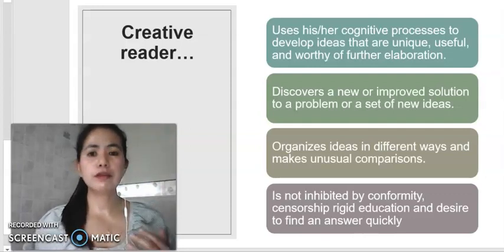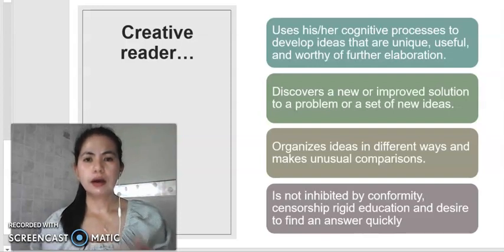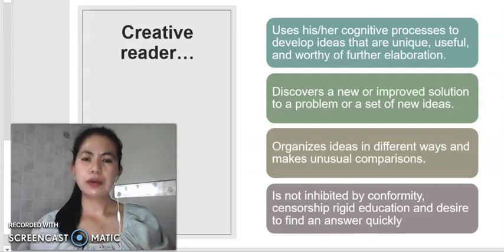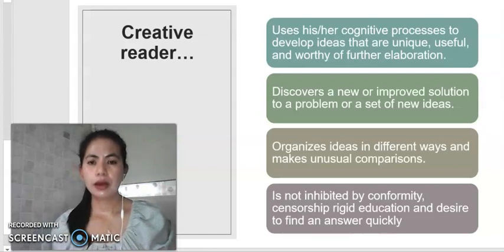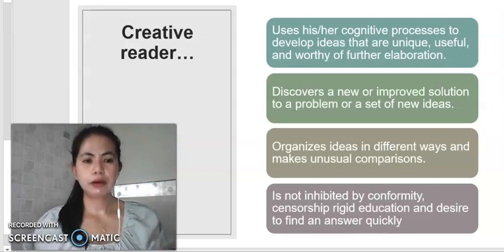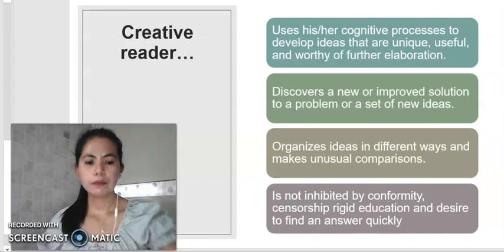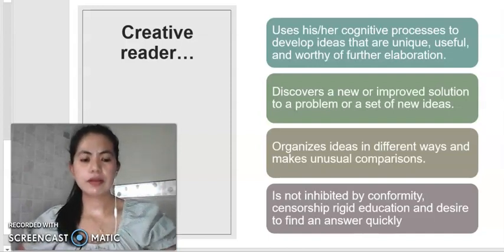It's because they want to explore or discover new things on what they are reading. So that is a creative reader. Those are some characteristics of a creative reader.